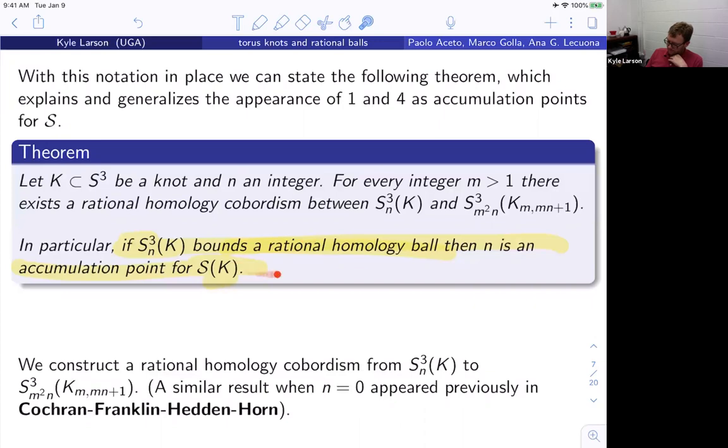The reason why this gives the highlighted statement as a corollary is, imagine that N surgery on K bounds a rational homology ball. If this bounds a rational homology ball and these two manifolds are rational homology cobordant, then that means this surgery on the cable also bounds a rational homology ball. And hence the coefficient MN plus one over M belongs to the set S of K. And as you let M go to infinity, the limit of Q over P here is N. So we get that N is an accumulation point for the set S of K. So really, it's a sort of bizarre construction, a bizarre definition. I'll pause in case there are any questions or comments here.